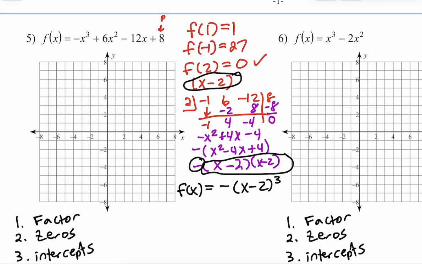So what started out being disgusting looking, we ended up getting something that is just in a transformed parent function form. It is going to flip. It is going to have its center at 2, 0. Okay. So if you recognize that, great. We have factored it. The only 0 is at 2, so let's put that little dot on there. For the first time, if you plug in 0, you do get 8. So we can put that little dot on there if we want.